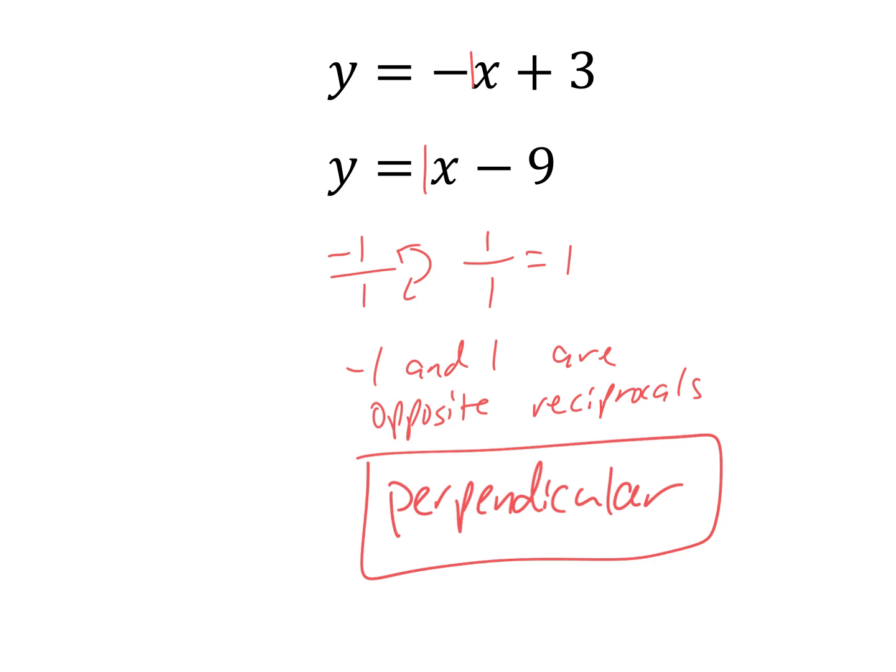All right, so to figure out if two lines are parallel or perpendicular, you just have to look at their slopes. Remember, you need to sometimes rewrite that equation into slope-intercept form if you cannot read the slope already.